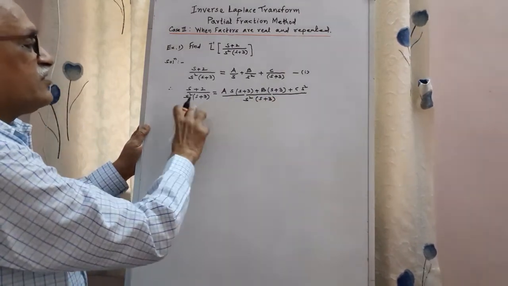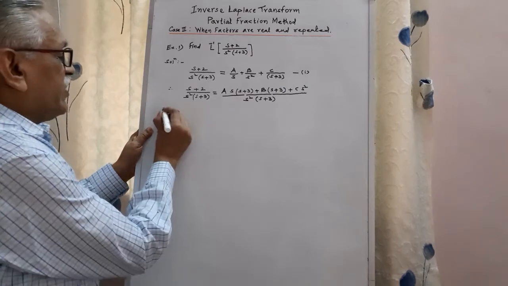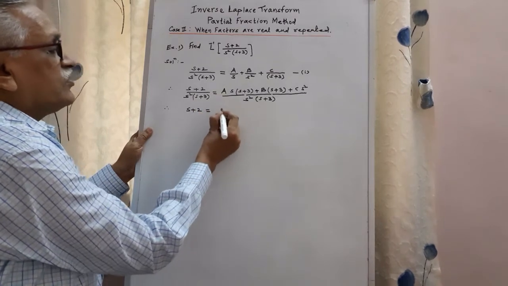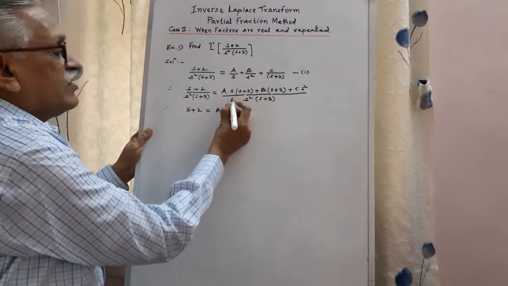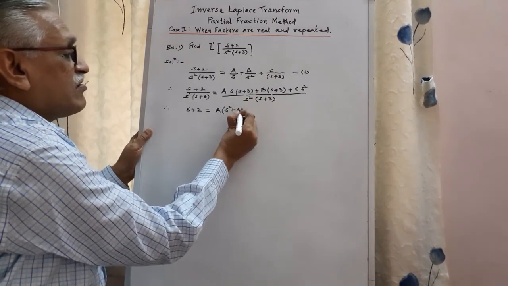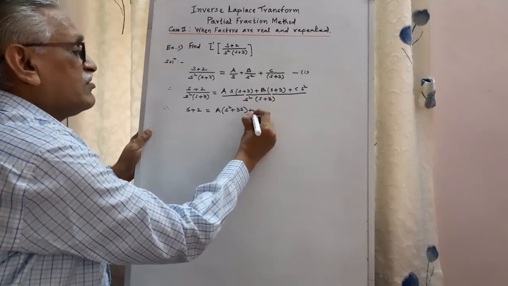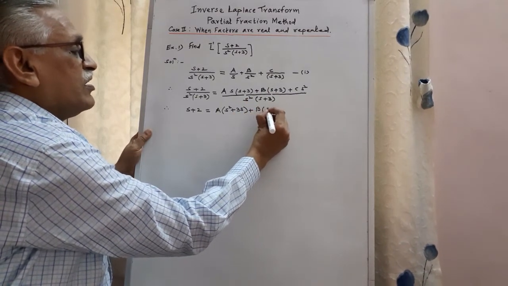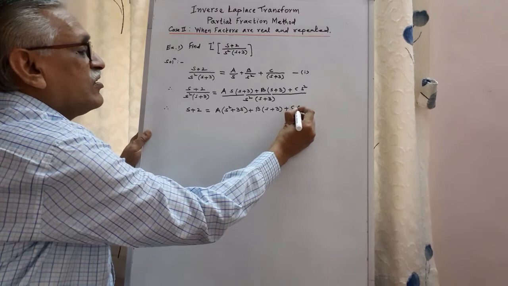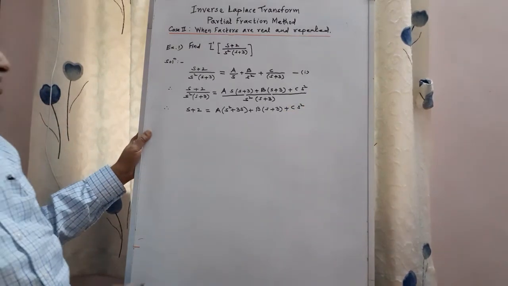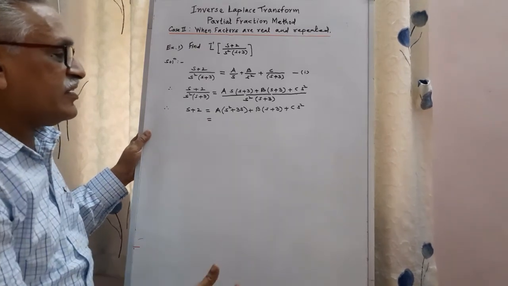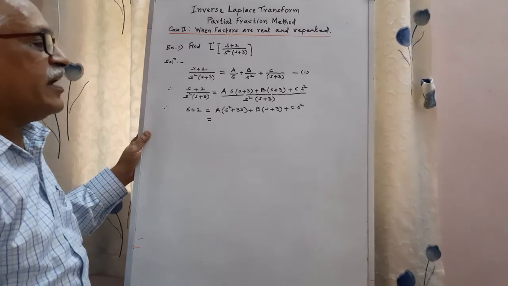So we can cancel the same term on both sides, and we get s plus 2 equals A into, multiplying inside, s square plus 3s, plus B into s plus 3, and plus C into s square. Then we simplify it by collecting the terms of s square, the terms of s, and then the constant terms.